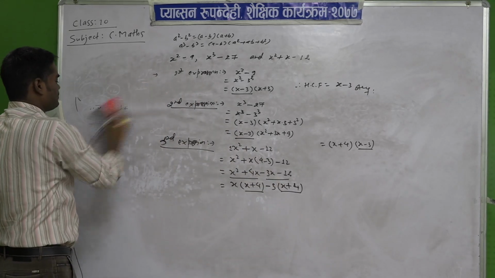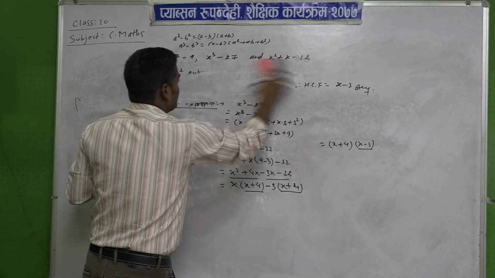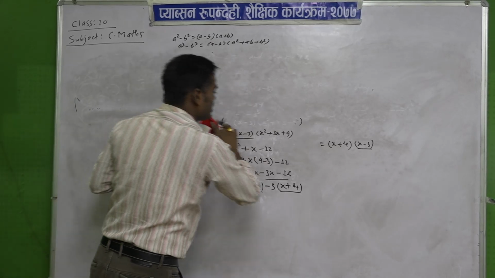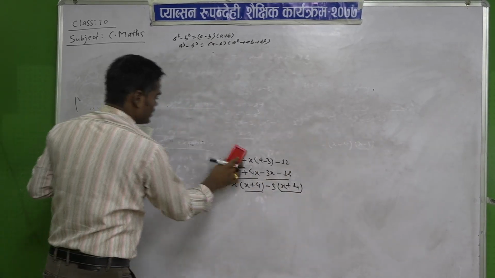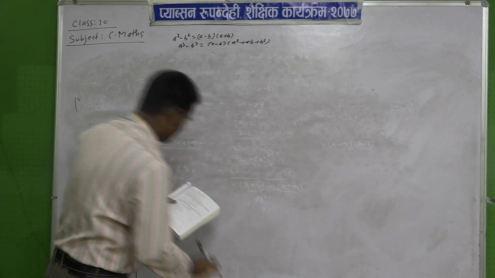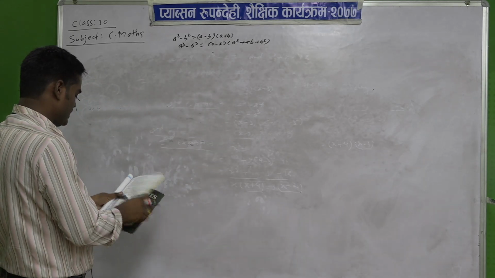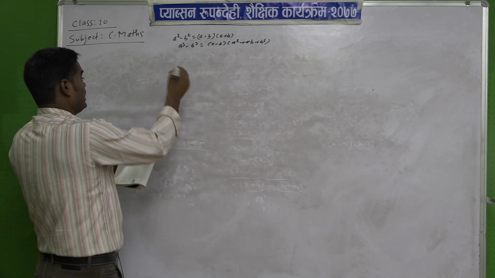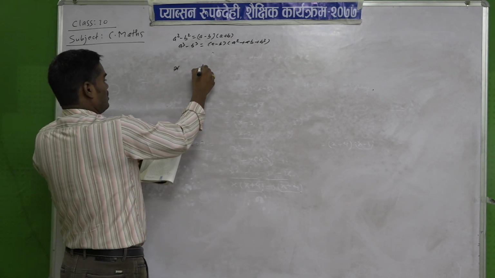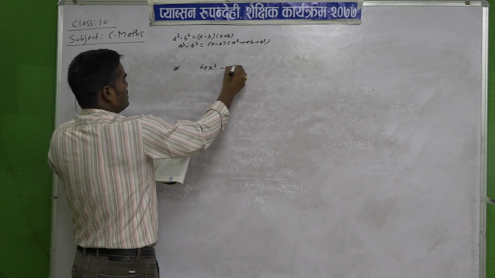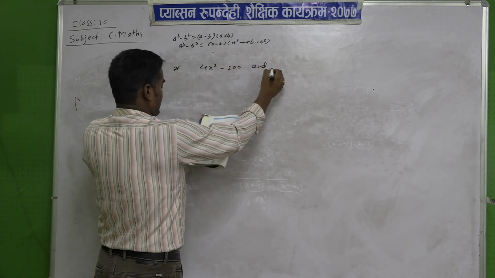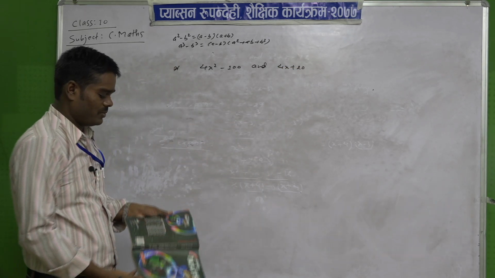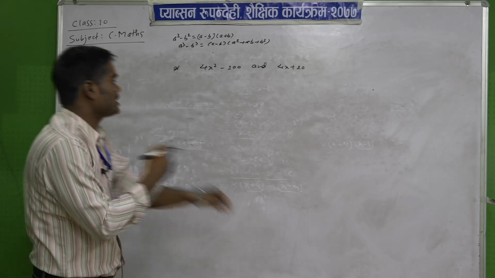And let's see one more question, and you have to practice at home. Likewise same, see there, here 4x square minus 100, and 4x plus 20, 4x plus 20, 4x plus 20.